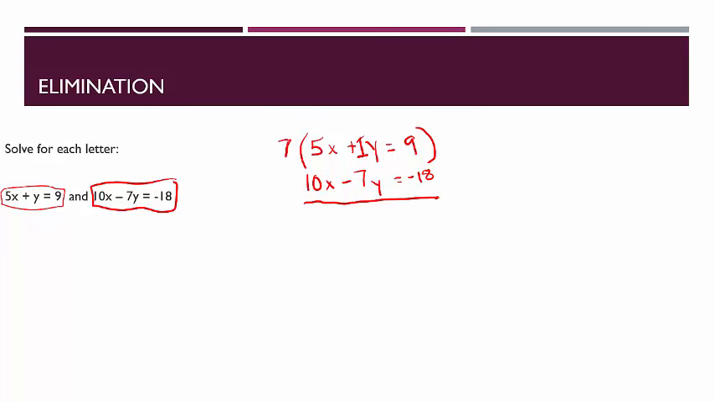But because it's an equation, I can't just multiply 7 to the 1y. I have to do it to everything so it remains balanced. So I'm going to take this equation and rewrite it down here just to stay organized. When I distribute the 7 in, I first get 35x. And I distribute again, and I get plus 7y. And I distribute one more time, and I get 63.